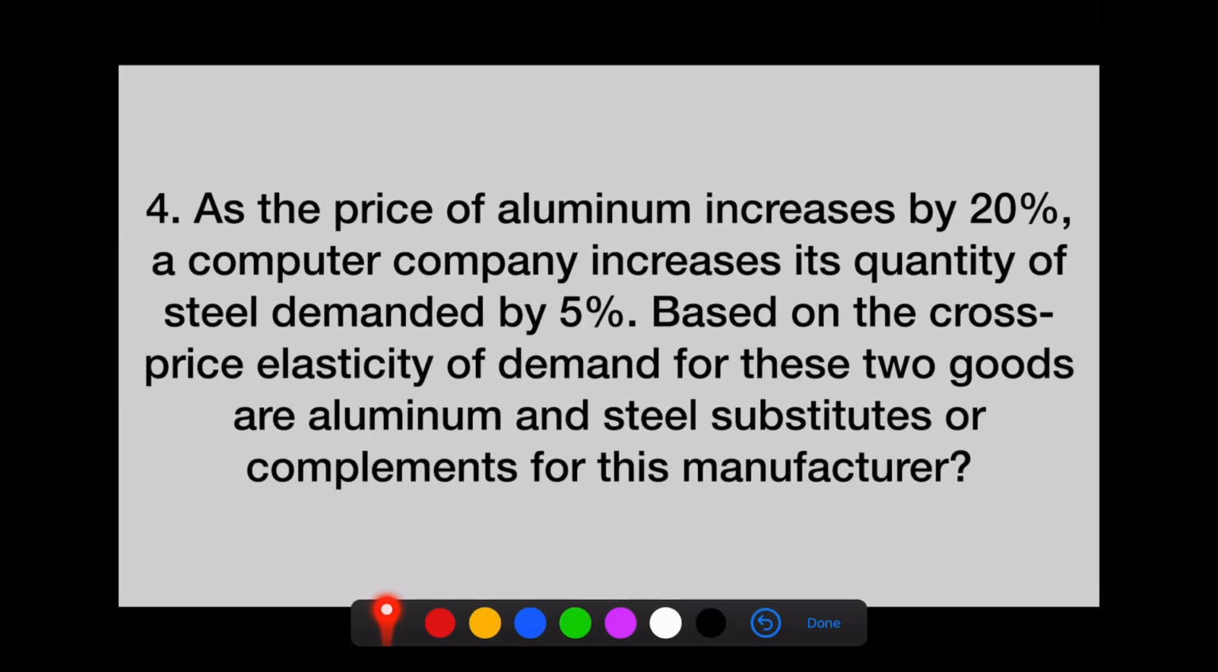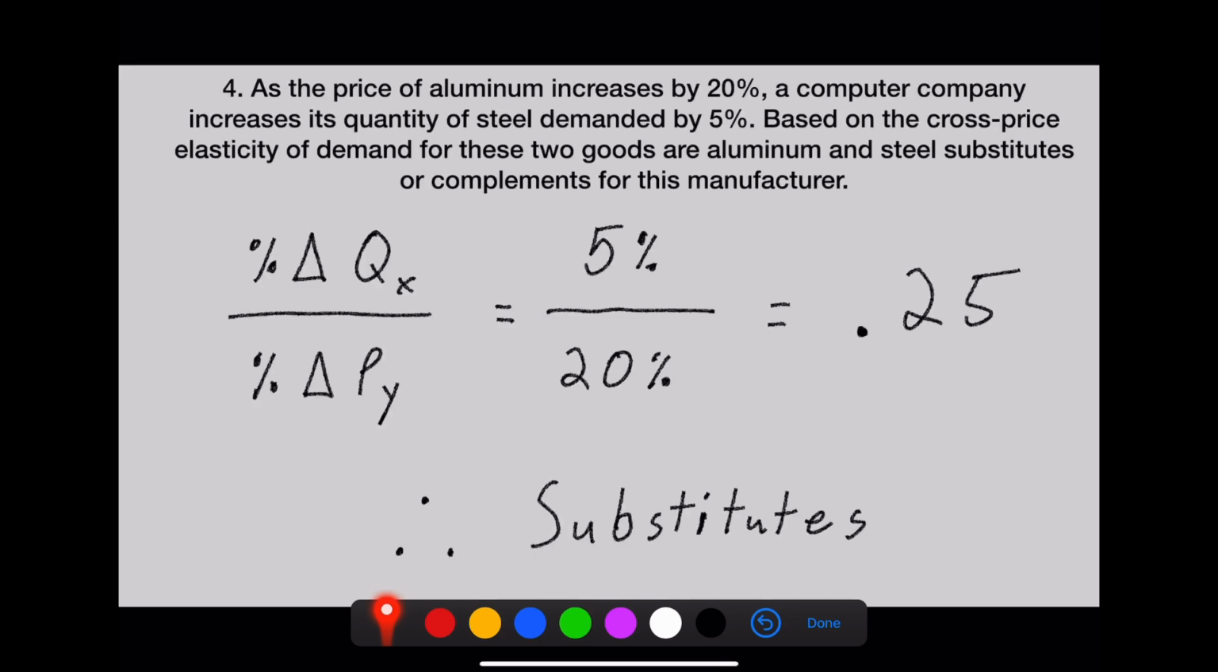Okay, number 4, elasticity. Give it a shot. Pause the video. All right, let's do it. So don't get confused. This is not price elasticity of supply. We're looking at cross price elasticity of demand. Even though they're producers, the question's about a factory, we still want to use percentage change in quantity of X divided by the percentage change in price of Y. Now, quantity only changed by 5, price changed by 20%, that's way more. We end up with a positive number of 0.25.